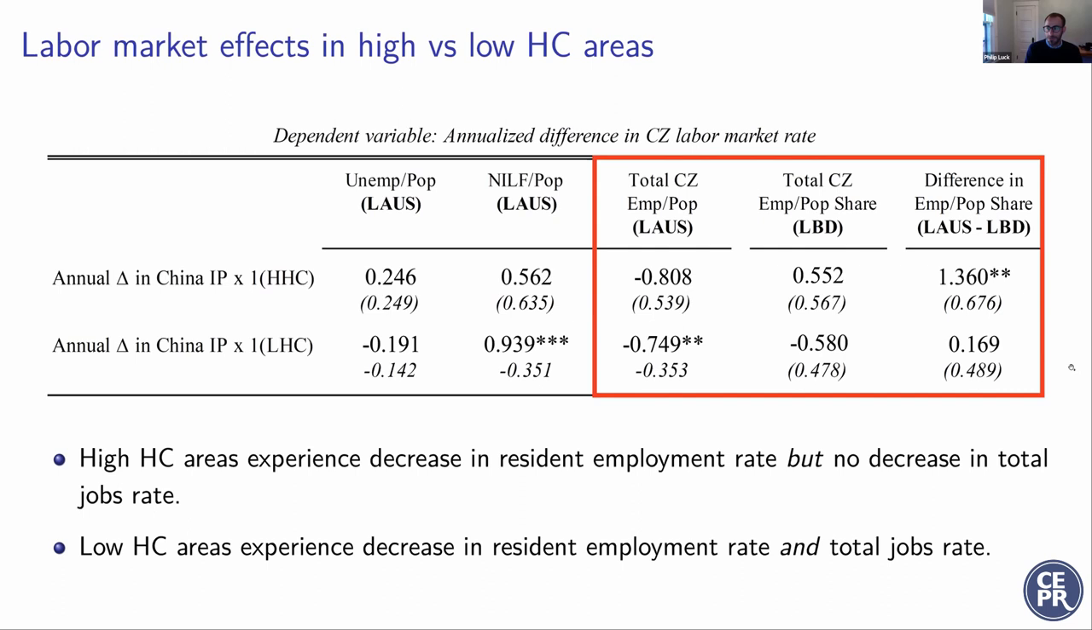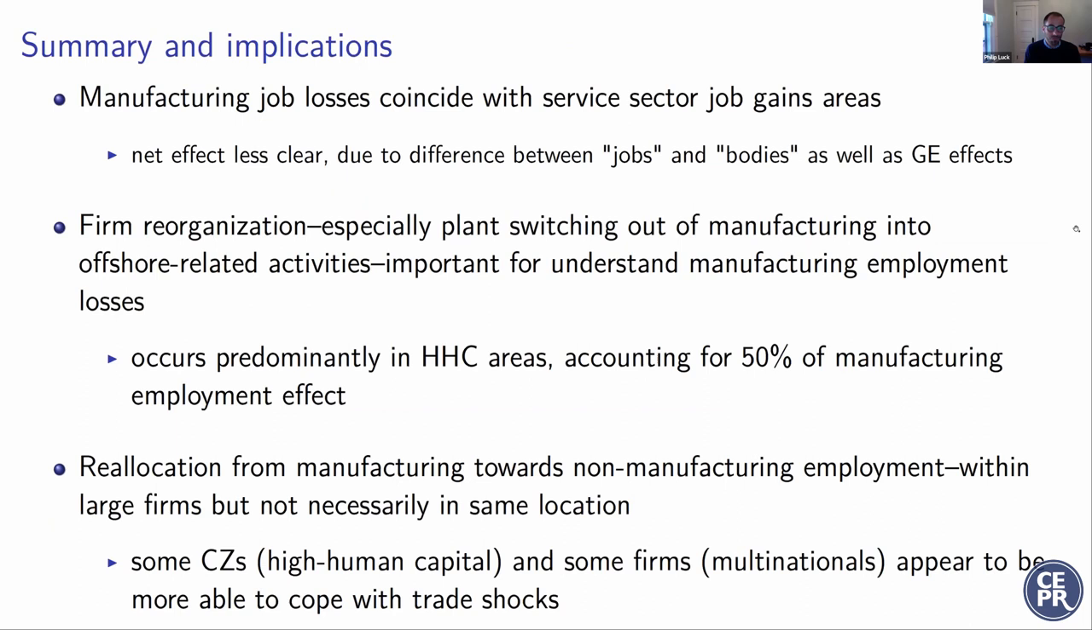So I won't go through all this for time, but the key point I want to make here is the negative effects look stronger in the LAUS. They look stronger when you use household data. So this is another reason why our estimates might differ from Autor and Hanson, and other literature that uses these household data sets. Second, that difference is much stronger in high human capital areas. So there's differences. So the extent to which you want to compare geography, understanding the differences in the data sets is important.